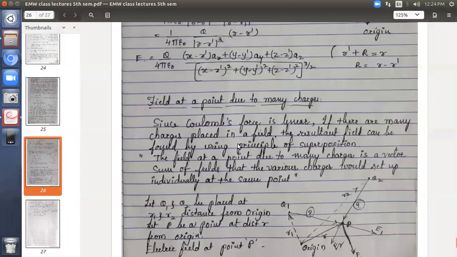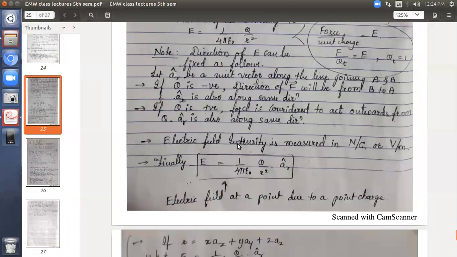Okay, no doubts. So in today's session, we have completed electric field intensity. In the previous session, we have completed the experimental law of force. Okay, in the next session, we will be continuing the further concepts. Okay, fine.